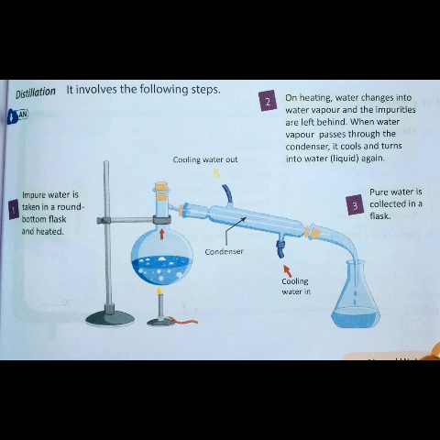The water collected by distillation is called distilled water. The distilled water is the purest form of water and does not contain any impurities or germs. It is widely used in car batteries, injections and medicines. Understand?